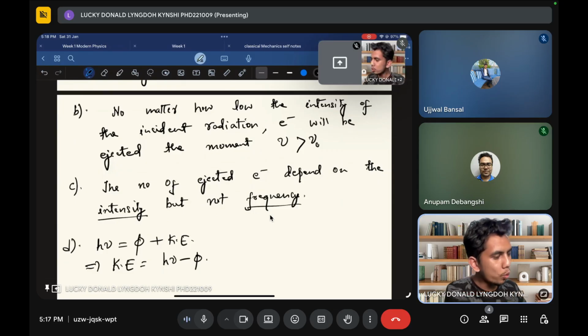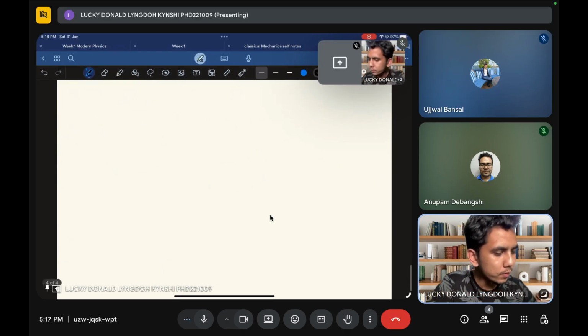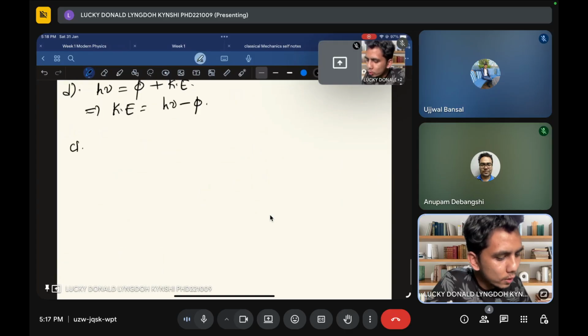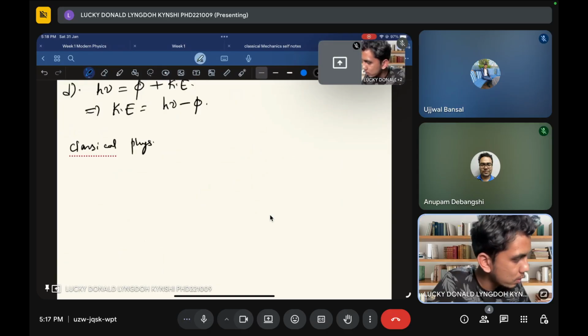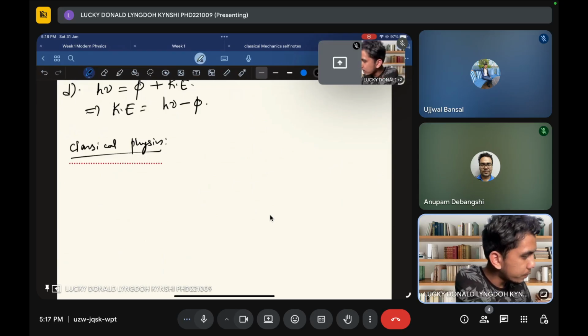So why can classical physics not explain this? Why? According to classical physics, what happens according to classical physics?